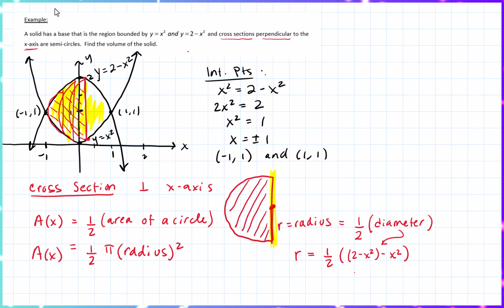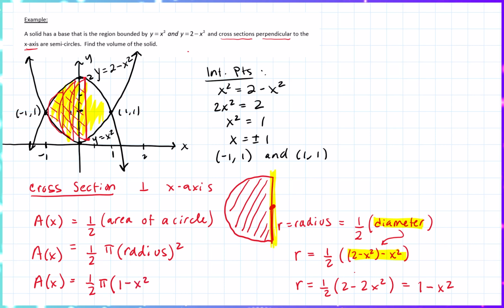And our radius, let me highlight that. So I'm filling in as we go. So there's our diameter. Our radius is half of that because we're looking for the radius. So the radius is 1/2 of 2 minus 2x squared, which is convenient that there's that common factor of 2 because that's just 1 minus x squared. So the area of a cross section of this solid, based on how it was described, how it is built, is 1/2 pi times the radius, which is 1 minus x squared. And that is what I need in order to set up my volume integral.